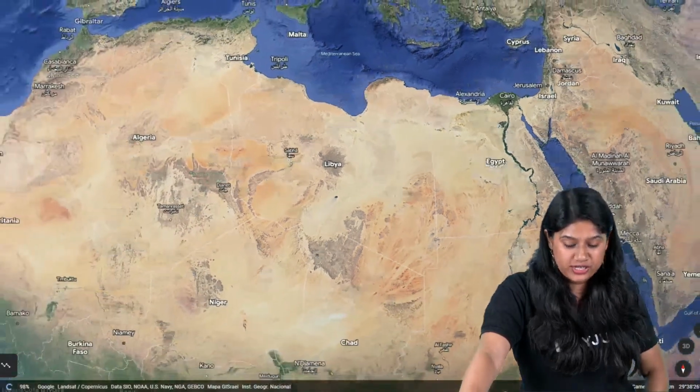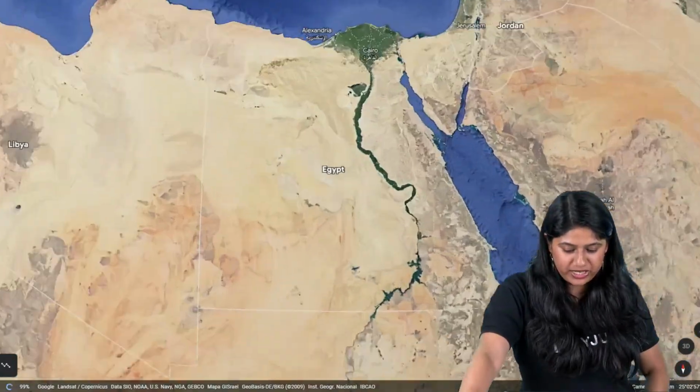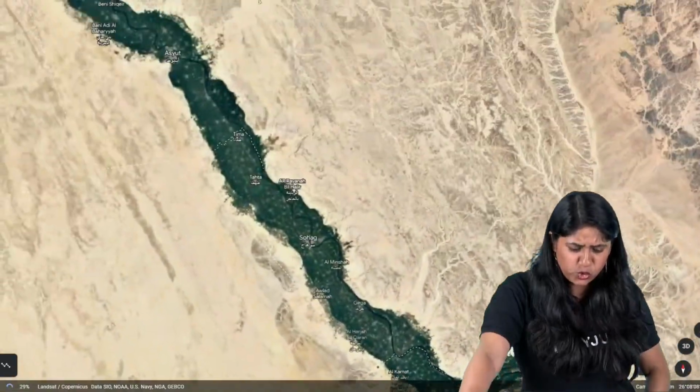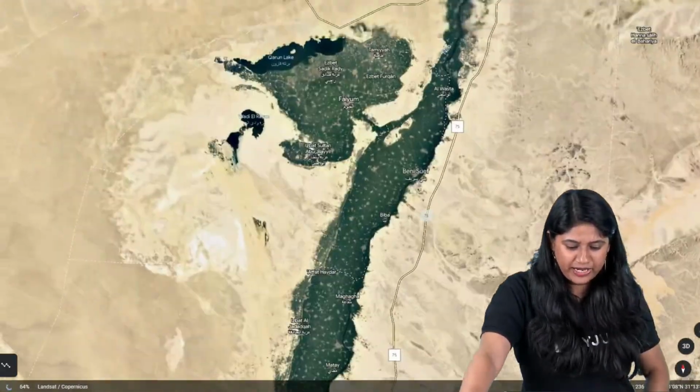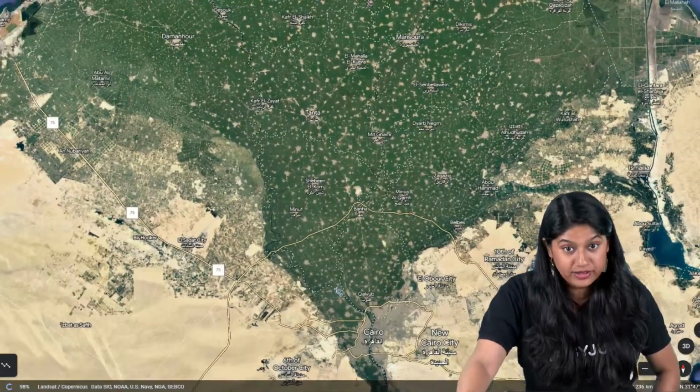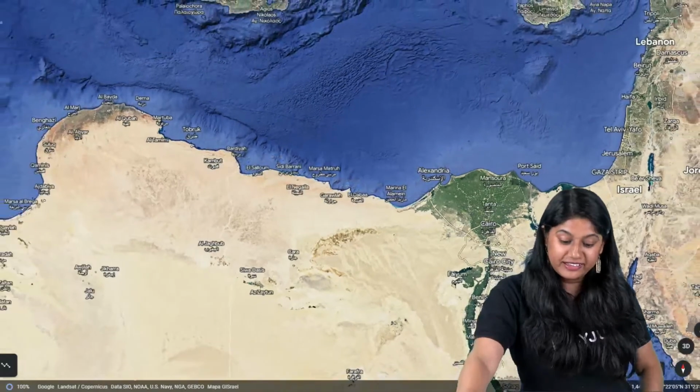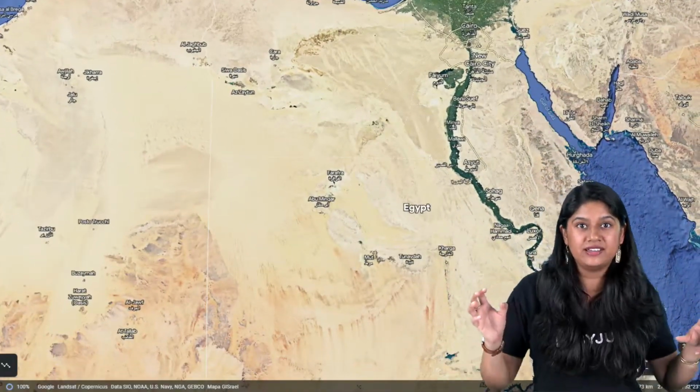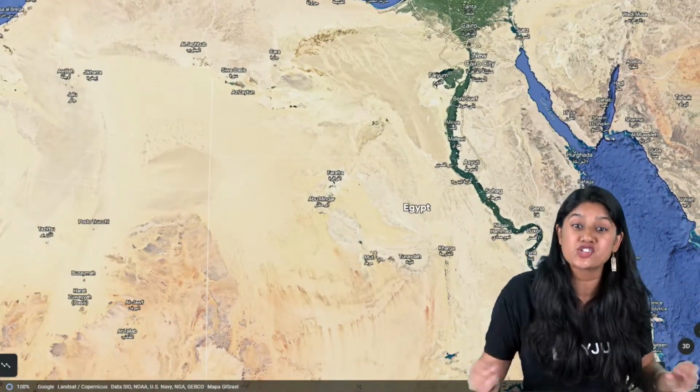Very good. South to north, so this is what we have over here. This is a huge river. We will be discussing the Nile River more, and how the Nile actually helped in the civilization.